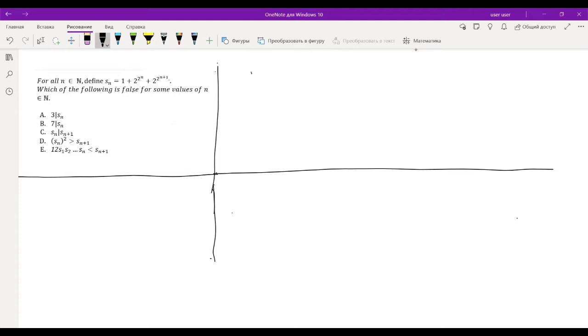So for the third property, it says we should check if this is true or false. So let's just check it out. Let's write Sn, which is what is given to us in the question. And Sn plus 1 is just like a shift. You just replace n with n plus 1. That will be Sn plus 1, with n plus 1 here because we are replacing n with n plus 1. So it's going to be n plus 2.